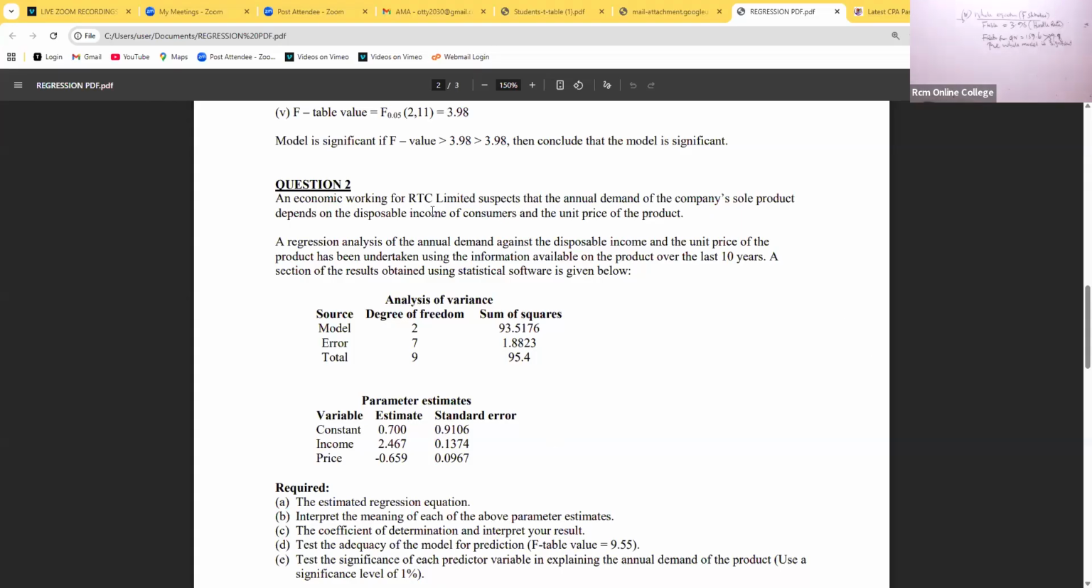An economist working for RTC Limited suspects that the annual demand of the company's sole product depends on the disposable income of consumers and the unit price of the product. A regression analysis of the annual demand against the disposable income and the unit price has been undertaken using information available on the product over the last 10 years. A section of the results obtained using statistical software is given below: analysis of variance and parameter estimates. They want us, in part A, to give the estimated regression equation.